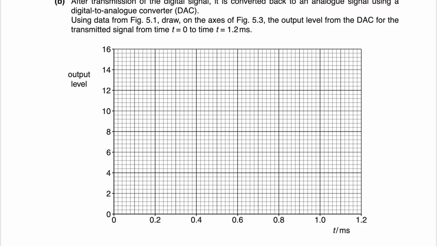Okay, after transmission, the signal is converted back into an analog signal. So the signal is again converted into analog using a DAC, digital analog converter. What we have to do, using data from figure 5.1, the previous graph, is complete figure 5.3, the output level from the DAC for the transmitted signal from t equal to 0 to t equal to 1.2 milliseconds. So we have to write the digital signal.